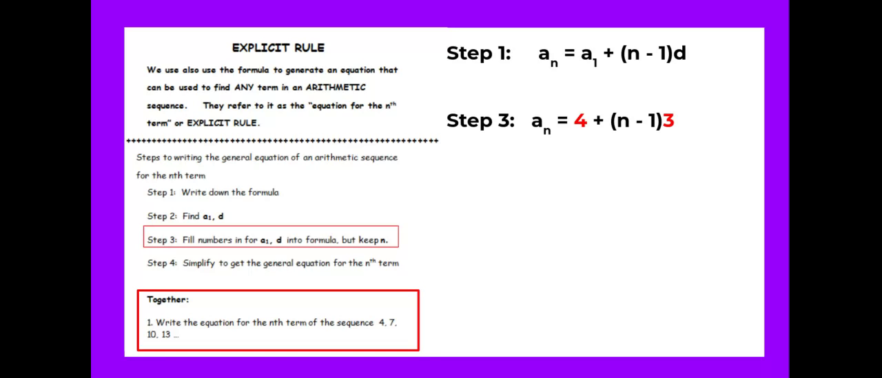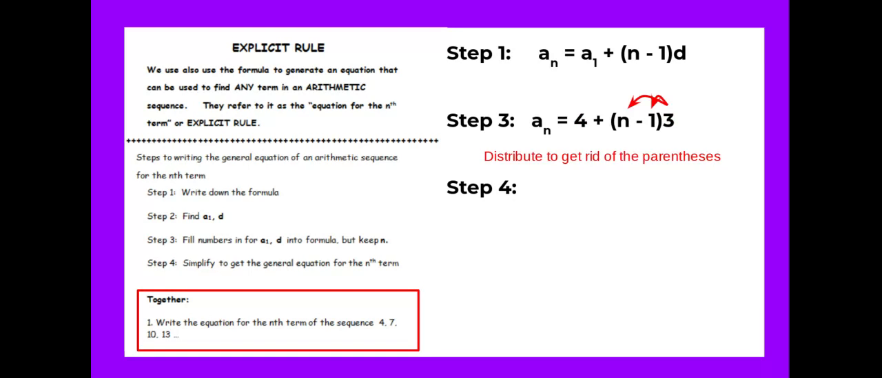And then step 4 will be to simplify. So simplify means first we're going to distribute. When we multiply 3 times n, we get 3n. When we multiply 3 times -1, we get -3. So we should bring down the 4, and we get 3n minus 3 after distributing.